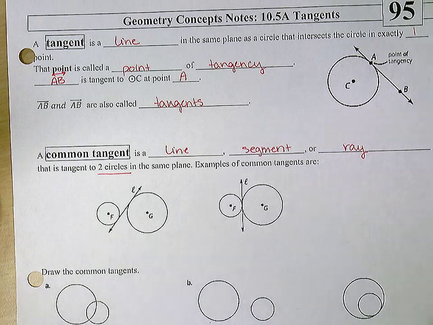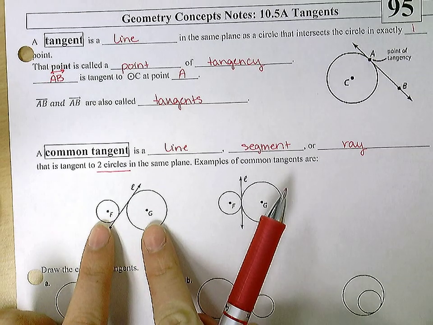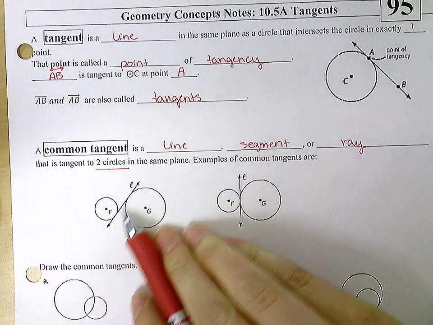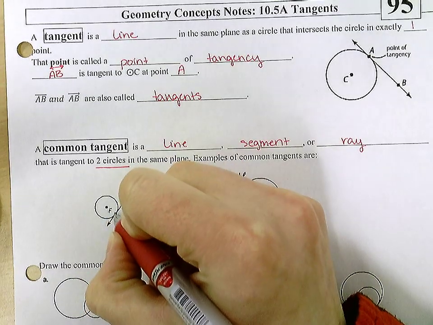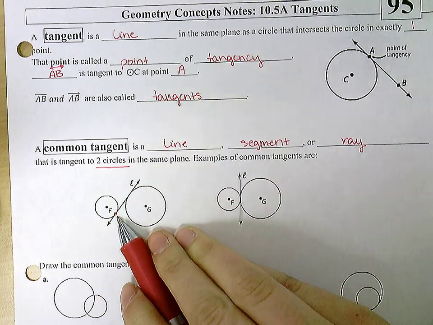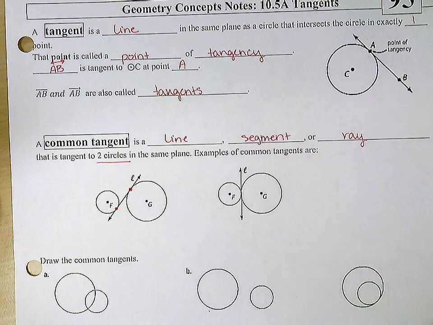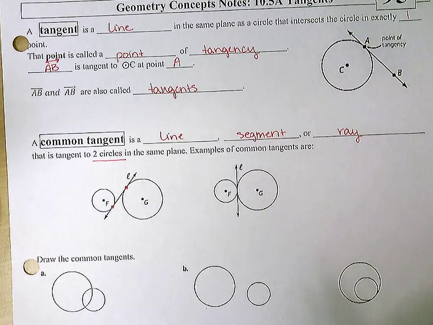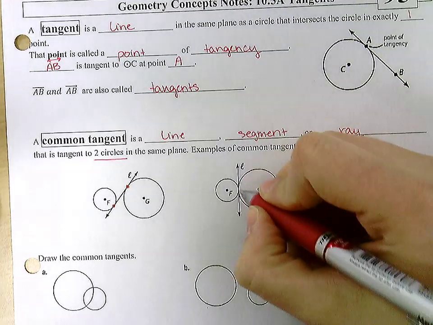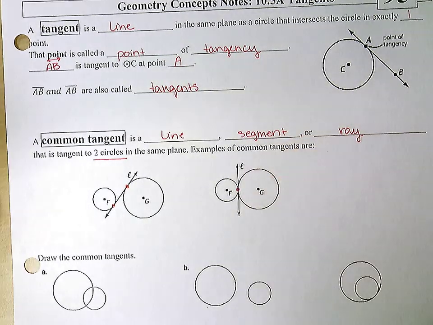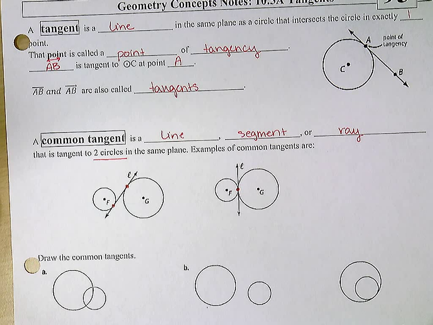So the first one on the left there, you have circles F and circle G. Line L is a common tangent because it's tangent to circle F at this point right here and tangent to circle G at this point right here. So that same line can be tangent to two separate circles. Same thing in that example at the right there, except their point of tangency is the same for both circles. So it has that one point of tangency with that common tangent.